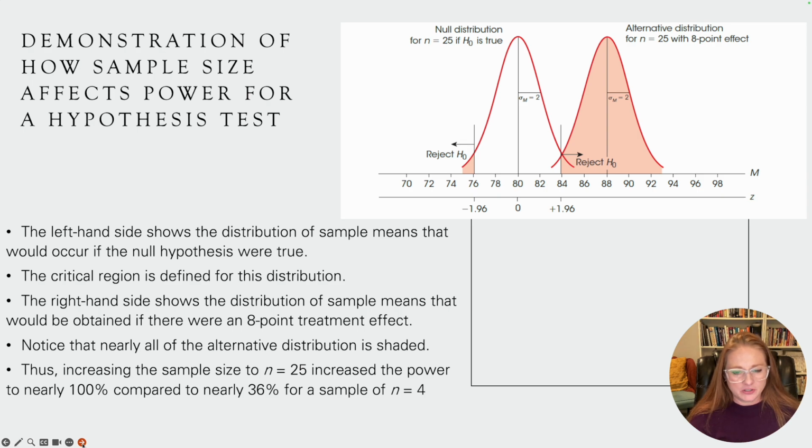All the alternative distributions are shaded. It's a lot. Do you see how just by pumping up the sample size to 25, it increased the power to nearly 100% versus when I just had 4 people in my sample? When I just had 4, my power was at 36. When I pumped up to 25, now power is at 100. And yes, I know it's a lot harder to keep track of 25 people than 4 people.